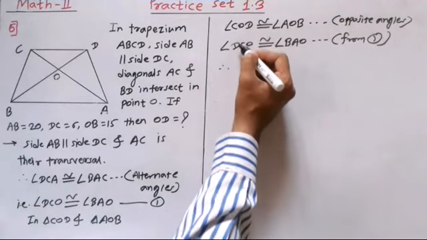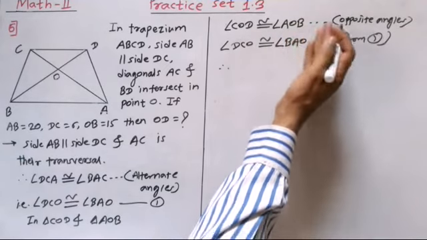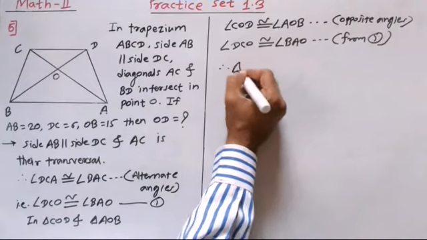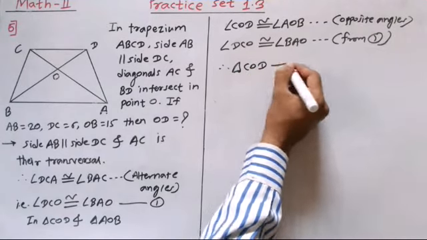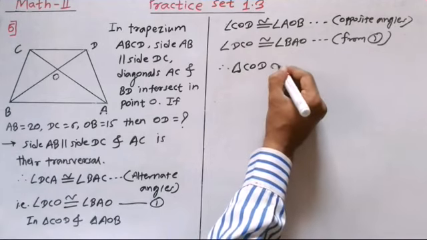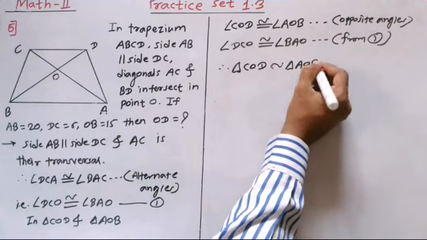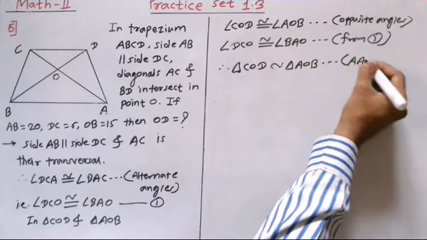Now when the two angles of one triangle are congruent with the corresponding two angles of another triangle, then the two triangles are similar. Triangle COD is similar to triangle AOB. So these two triangles are similar because of double A test.